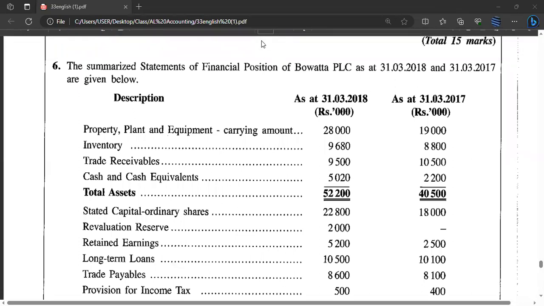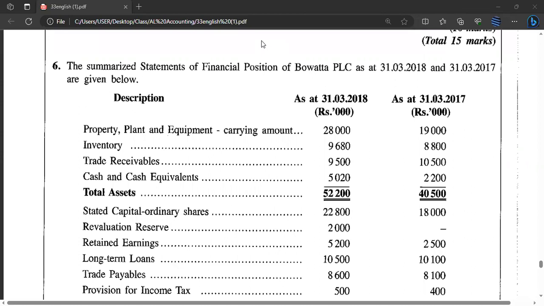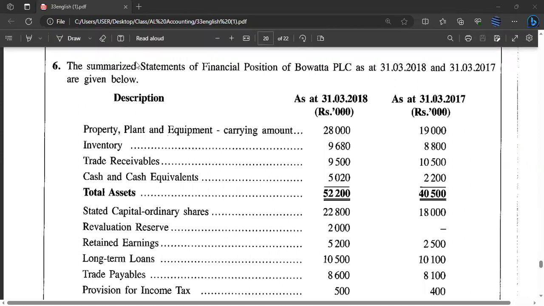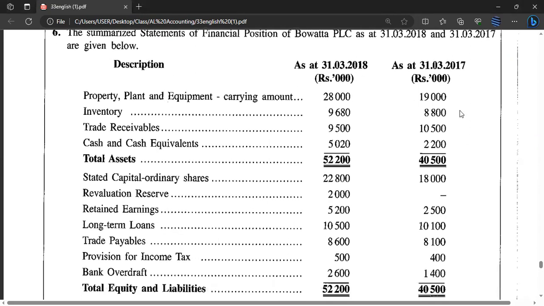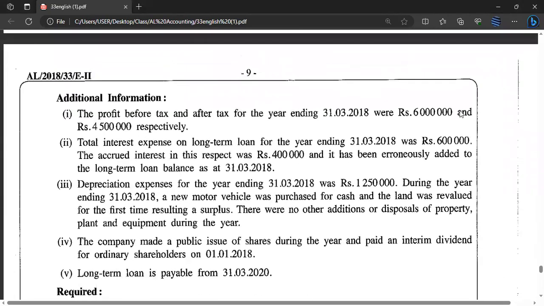Right. 2018 advanced level cash flow past paper question. The summarized statements of financial position of the public listed company as at 31st March 2018 and 31st March 2017 are given below. Rupees are in thousands. They have also given additional information.